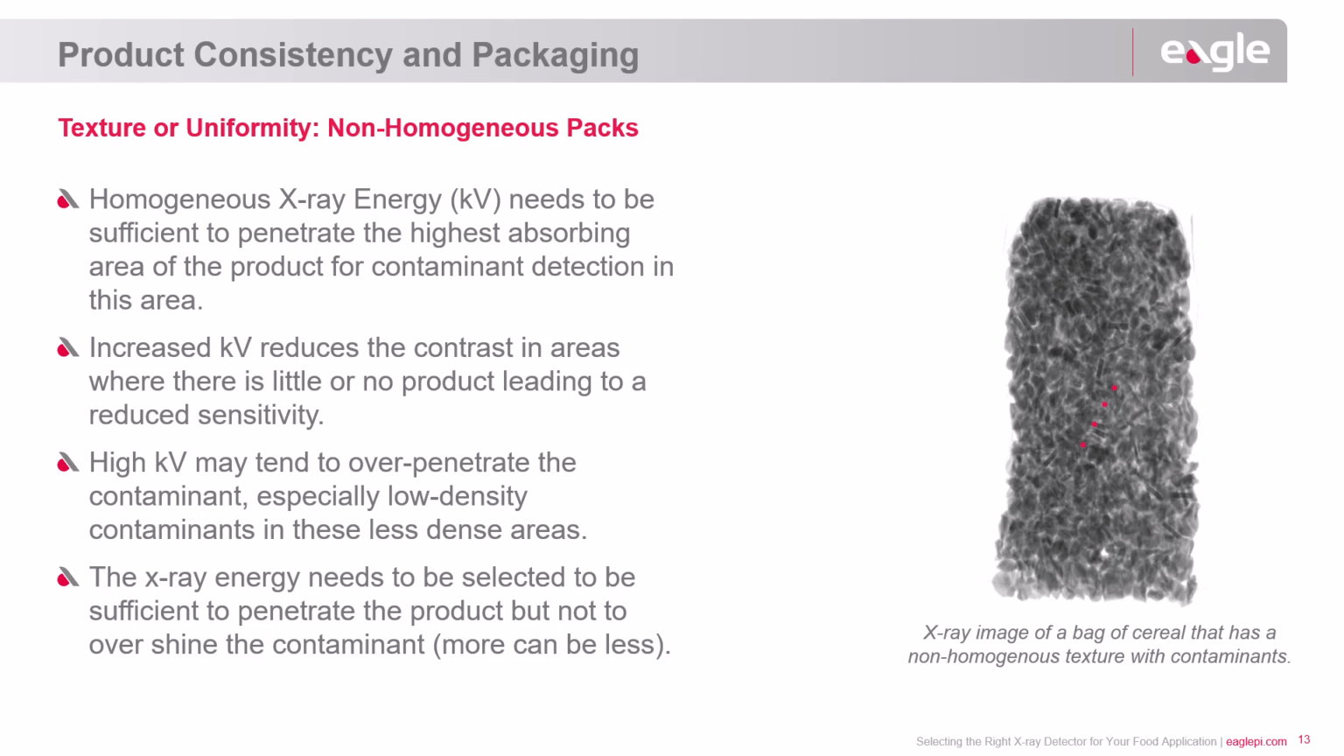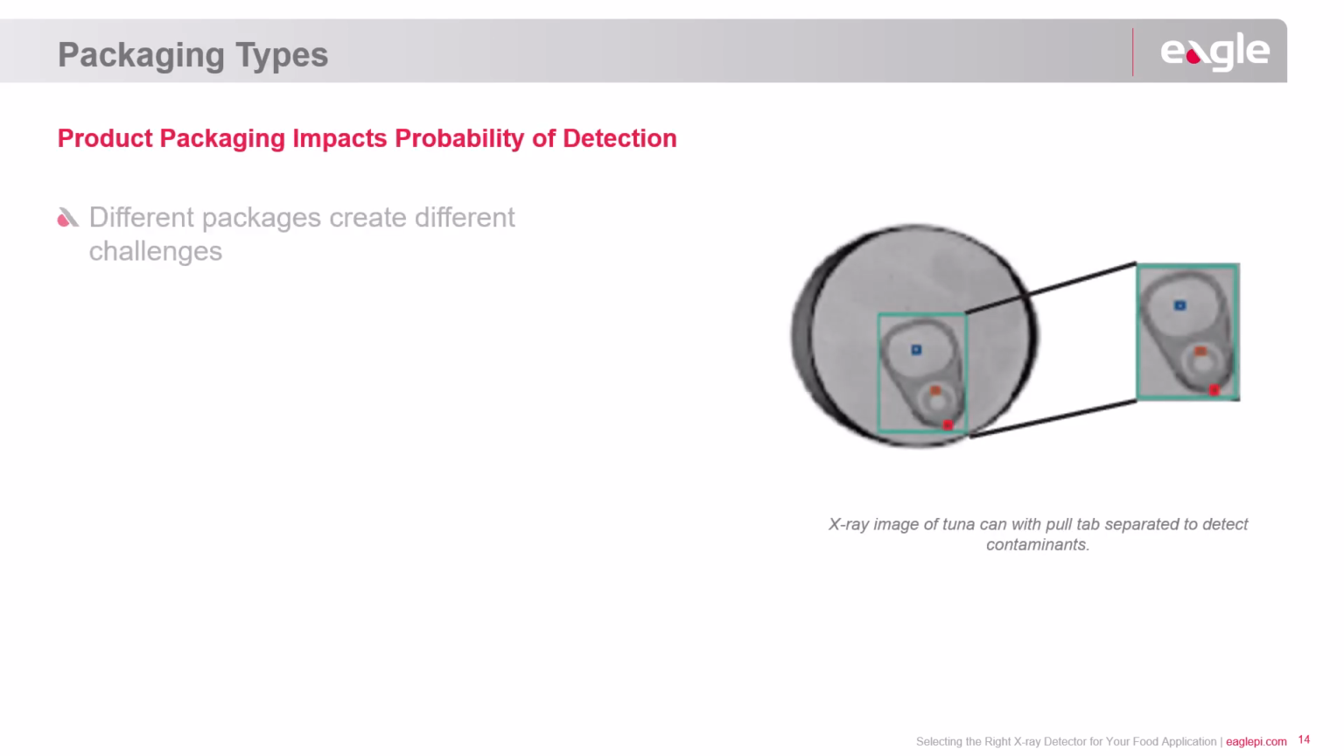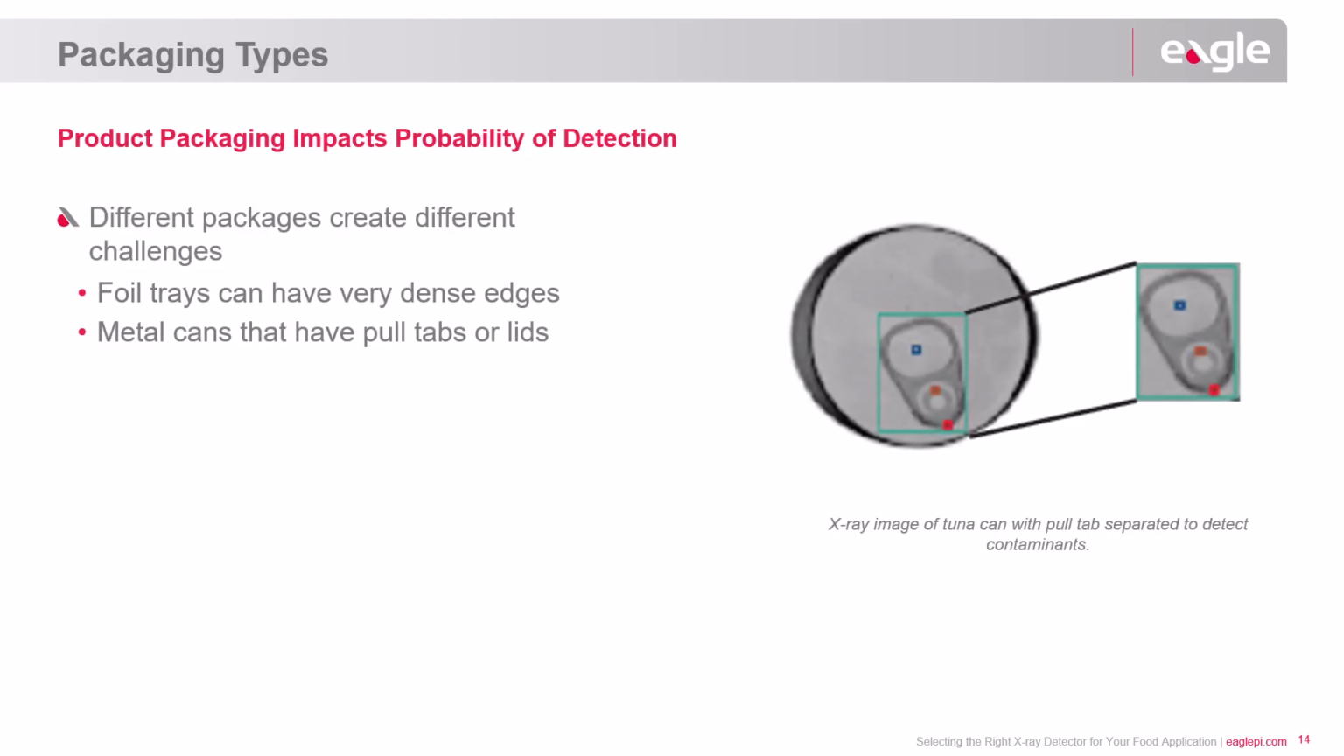Cereal is classified as a grain product, which typically exhibits low absorption values. This characteristic can complicate detection efforts, making it challenging to differentiate between the product and potential contaminants. To enhance detection capabilities, employing dual-energy X-ray technology is recommended. This advanced method allows for improved differentiation based on density variations, thus increasing the likelihood of identifying unwanted contaminants within the cereal.